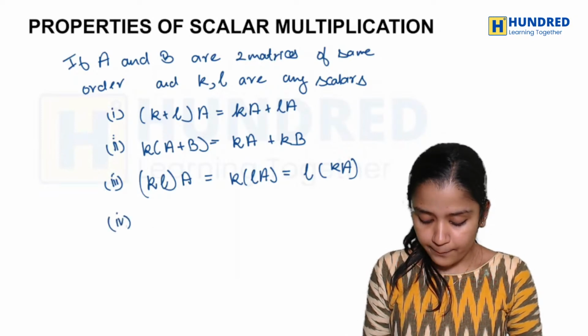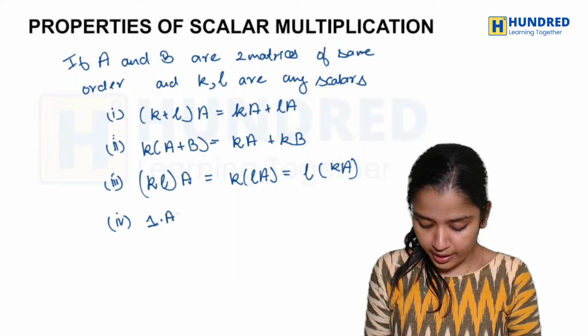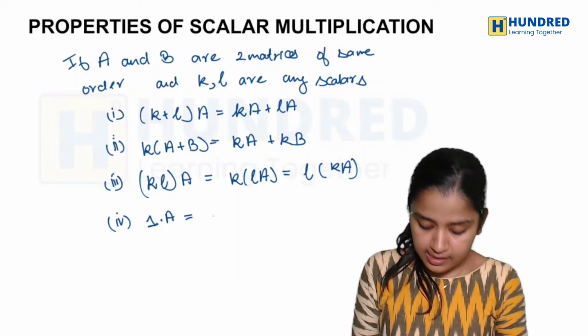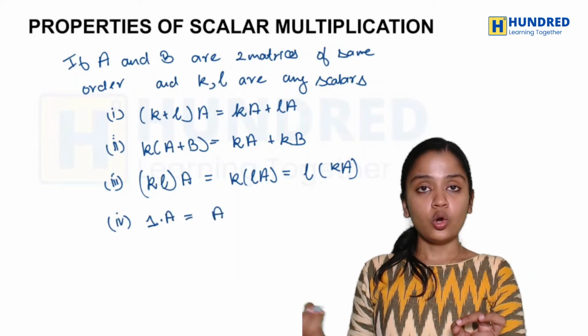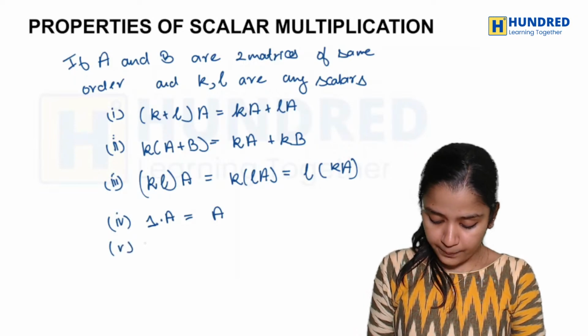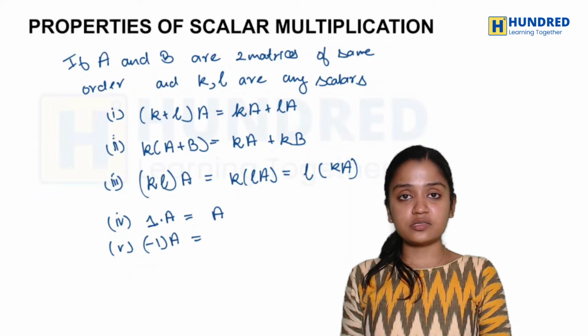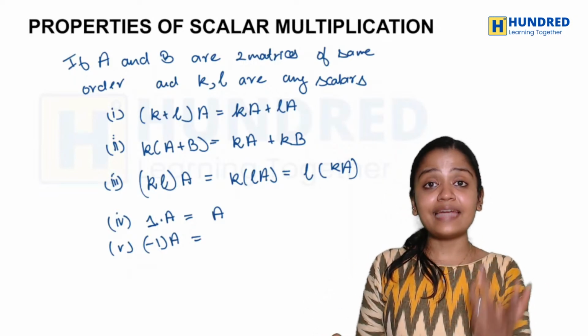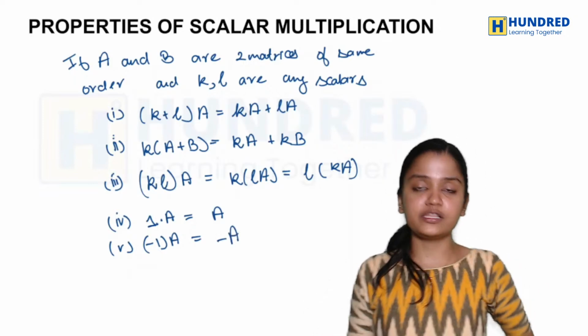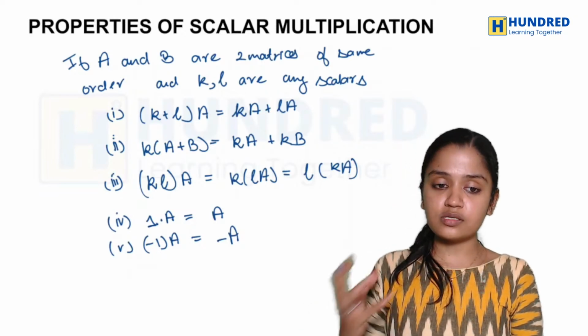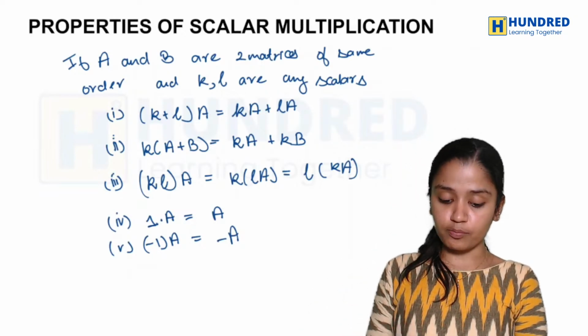And what happens when you multiply 1 into A? So 1 into A is nothing but A only. In the same way, what happens when you multiply minus 1 into A? When I multiply minus 1 into A, it gives the negative of the matrix. So this is what is mainly used in matrices.